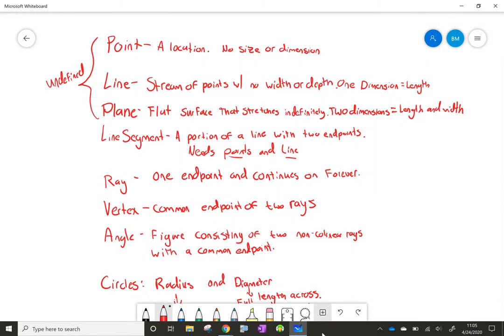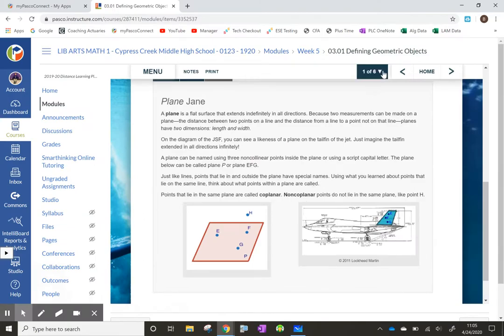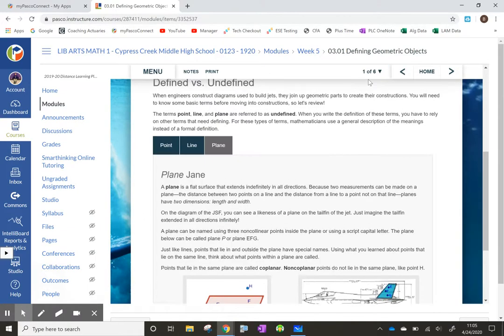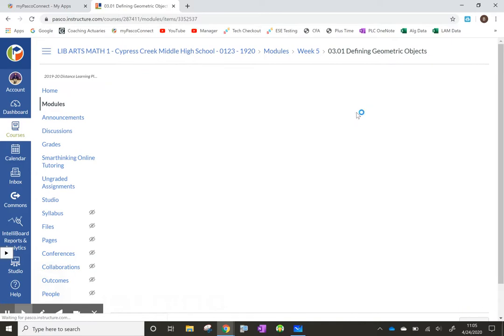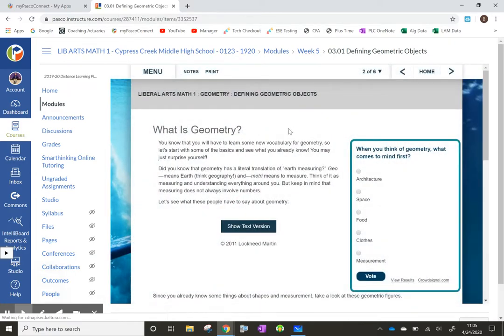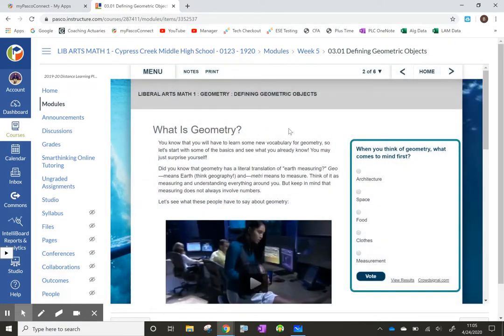All right, so next we're talking about what exactly is geometry. Now, geometry actually translates into earth measurement. Geo means earth, and metric, if you will, refers to measuring.